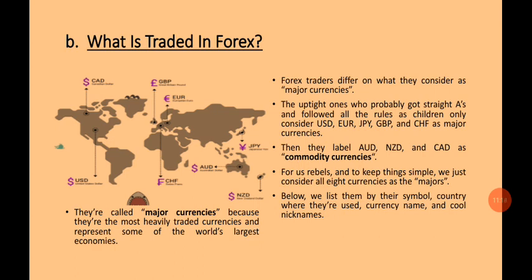Forex traders differ on what they consider as major currencies. The uptight ones, who probably went straight A's and followed all the rules as children, only consider the United States dollar, which is USD, the European euro, which we call EUR, the Japanese yen, which is called JPY, the Great British Pound, which is GBP, and the Swiss franc, which we call the CHF, as major currencies. Then they label the AUD, the Australian dollar, the NZD, the New Zealand dollar, and the CAD, the Canadian dollar, as commodity currencies.